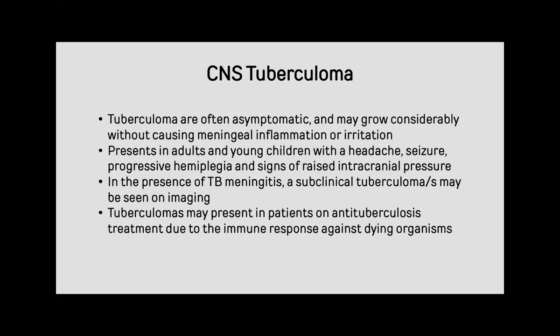Tuberculomas are often asymptomatic and may grow considerably without causing any meningeal inflammation or irritation. They present in adults and young children with headaches, seizures, progressive hemiplegia, and signs of raised intracranial pressure. In the presence of TB meningitis, a subclinical tuberculoma may be seen on imaging as an incidental finding. Tuberculomas may present in patients on antituberculous treatment due to the immune response against the dying organisms.